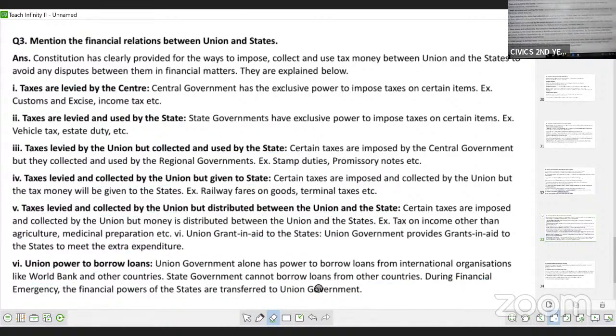You will get one relation for sure, either financial, administrative or legislative relations. So learn these three questions. From this chapter, you are getting 2 SAQs.